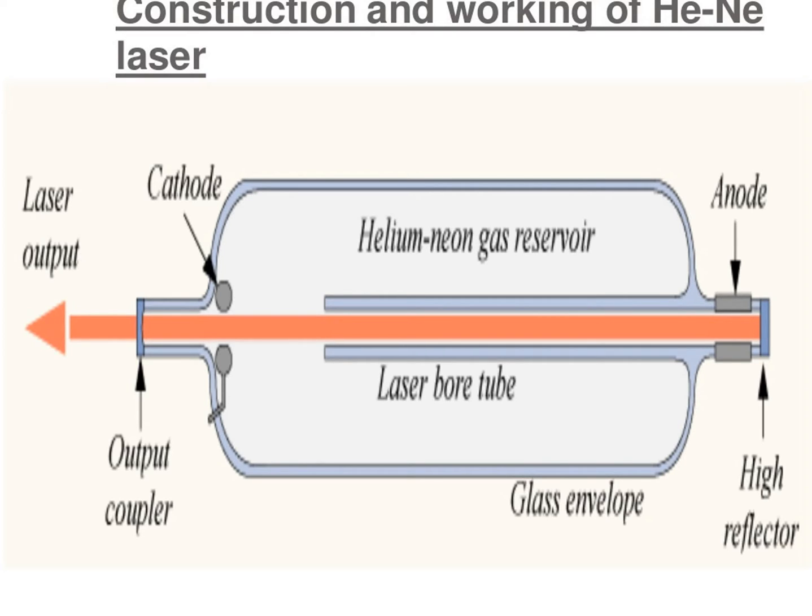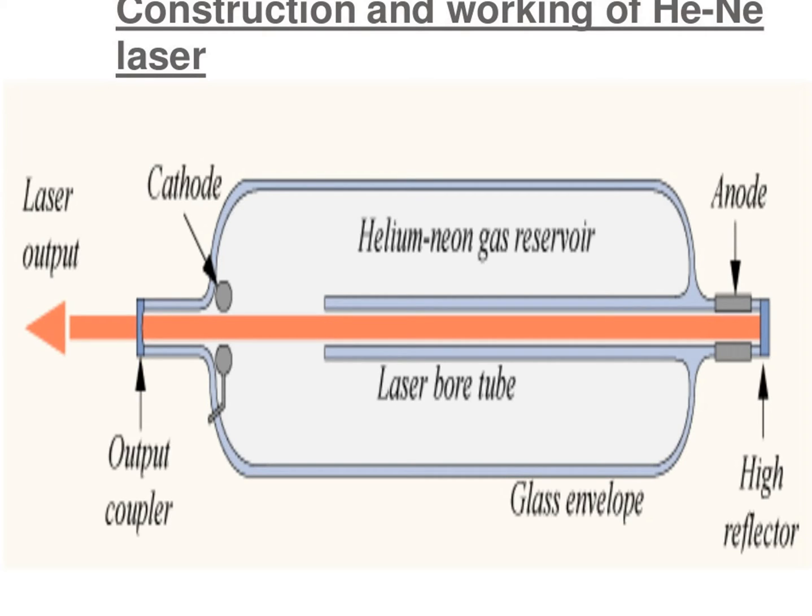One of these two mirrors is completely silvered, so that it is 100% reflecting, and the other mirror is partially silvered, so that it is semi-transparent. Two electrodes are connected at the two ends of the glass tube. They are in turn connected to the two terminals of a high voltage source to establish a discharge in the glass tube.